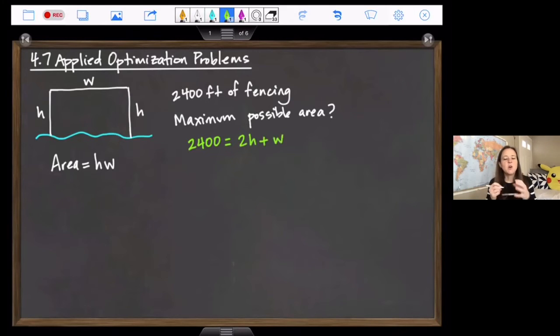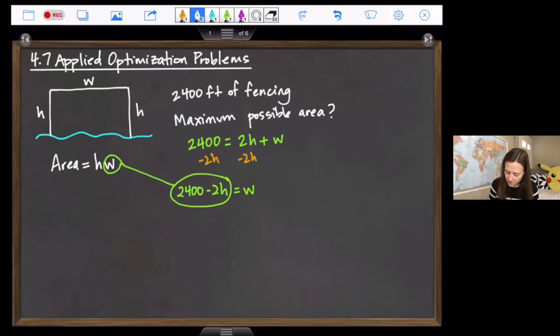And what we're going to do is solve that constraint equation for one of the 2 variables. And it really doesn't matter which one. This equation is easier to solve for W, so I'm going to subtract 2H from both sides and get that W is equal to 2,400 minus 2H. And that W is the same W that's in my area formula. So I can take this 2,400 minus 2H, which is equal to W, and replace this W over here with that expression. So I'm going to make my area equation, and start using A instead of the word area.